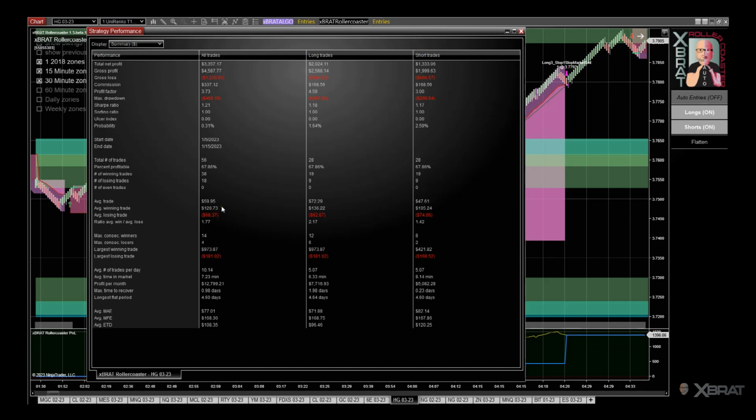This could be made better by actually monitoring this and switching it on and off when we're in or close to support and resistance zones.